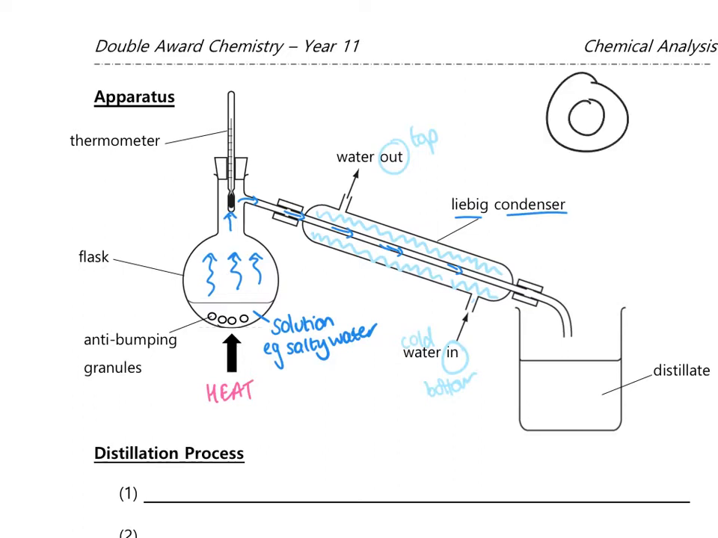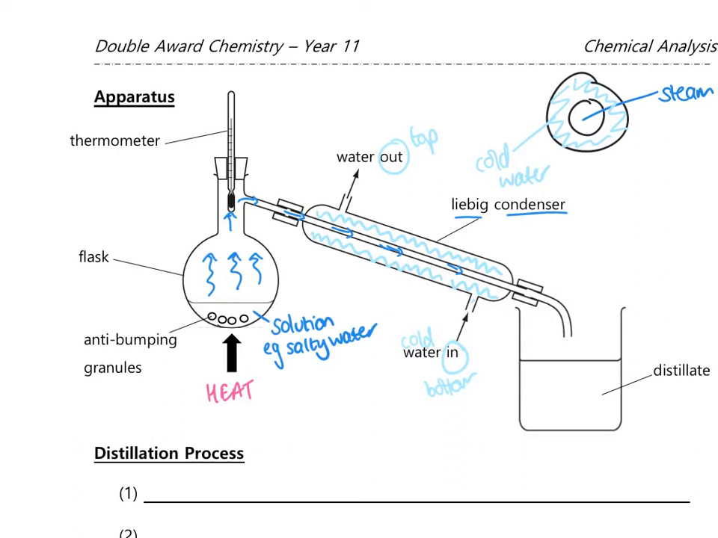So if we were to cut it down the middle as such and look at it face on, the steam would be passing through this inner tubing and the cold water will be running along the outside. They never mix. Okay, so the point of the condenser is to cool down the steam so that it will cool down and condense from a gas into a liquid.